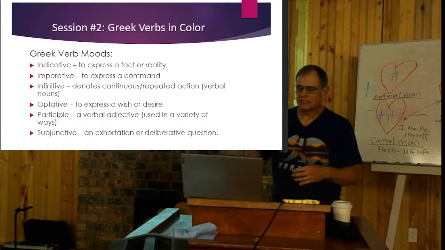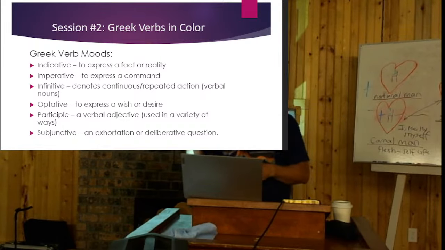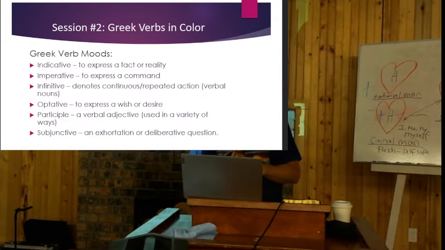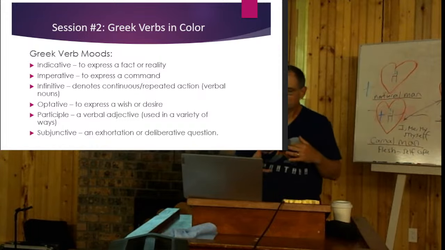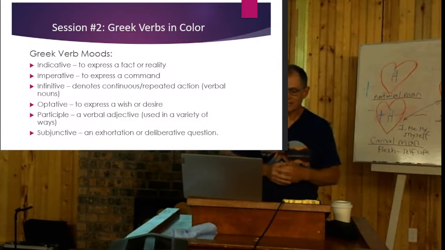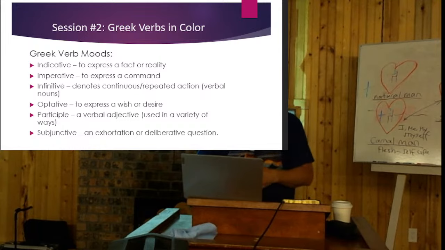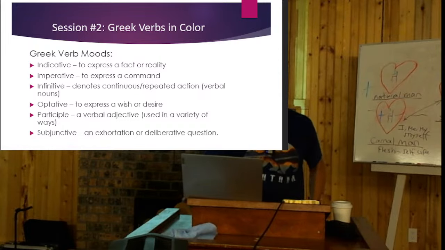So there's six different moods there. Indicative would be the most often used, expressing a fact or reality. Imperative, again, a command. Infinitive, that's a verbal noun. Participle is like the walking man goes to the store. That's an example of that. Optative is not used very often. Subjunctive, not as much either. Participle is used a lot, and these are verbal adjectives. Okay, so those are the moods.